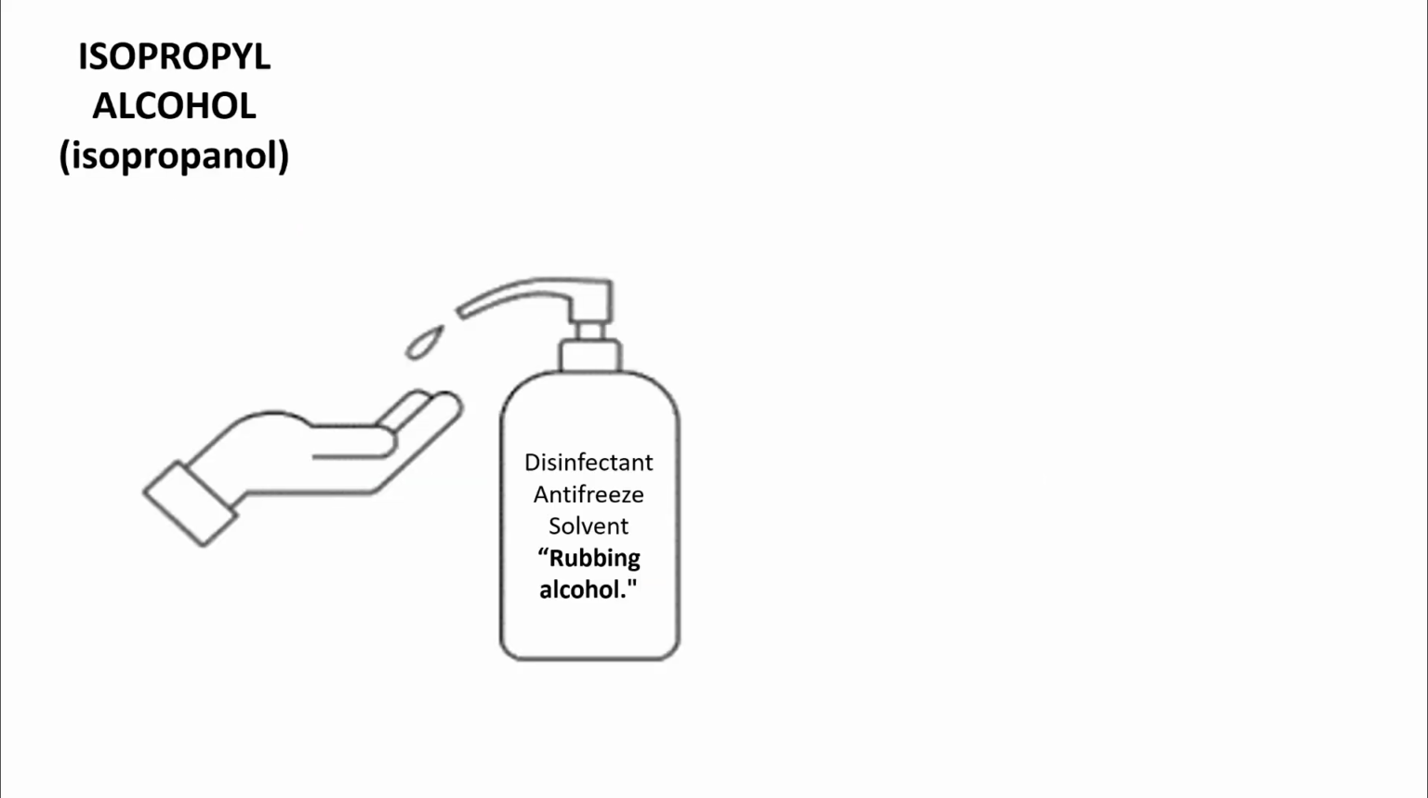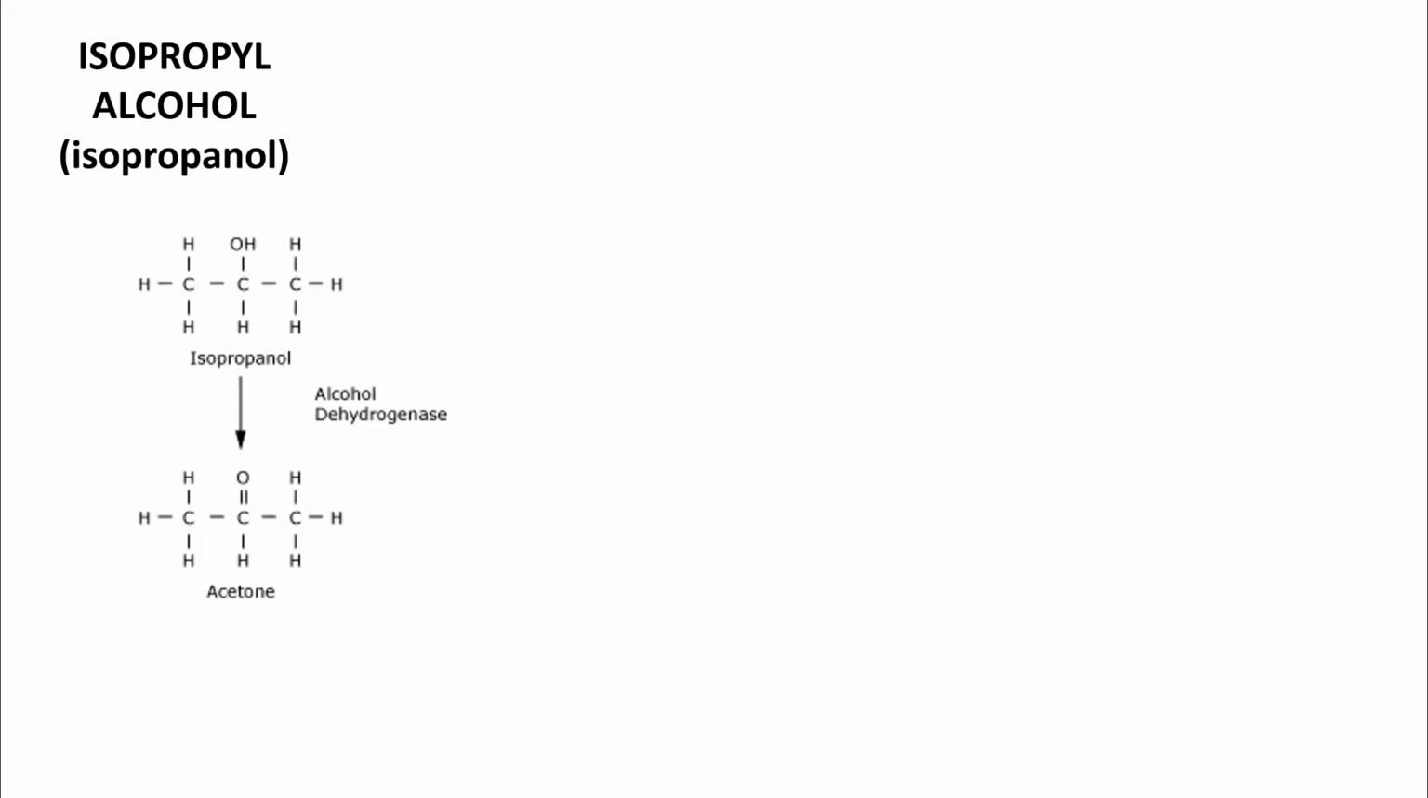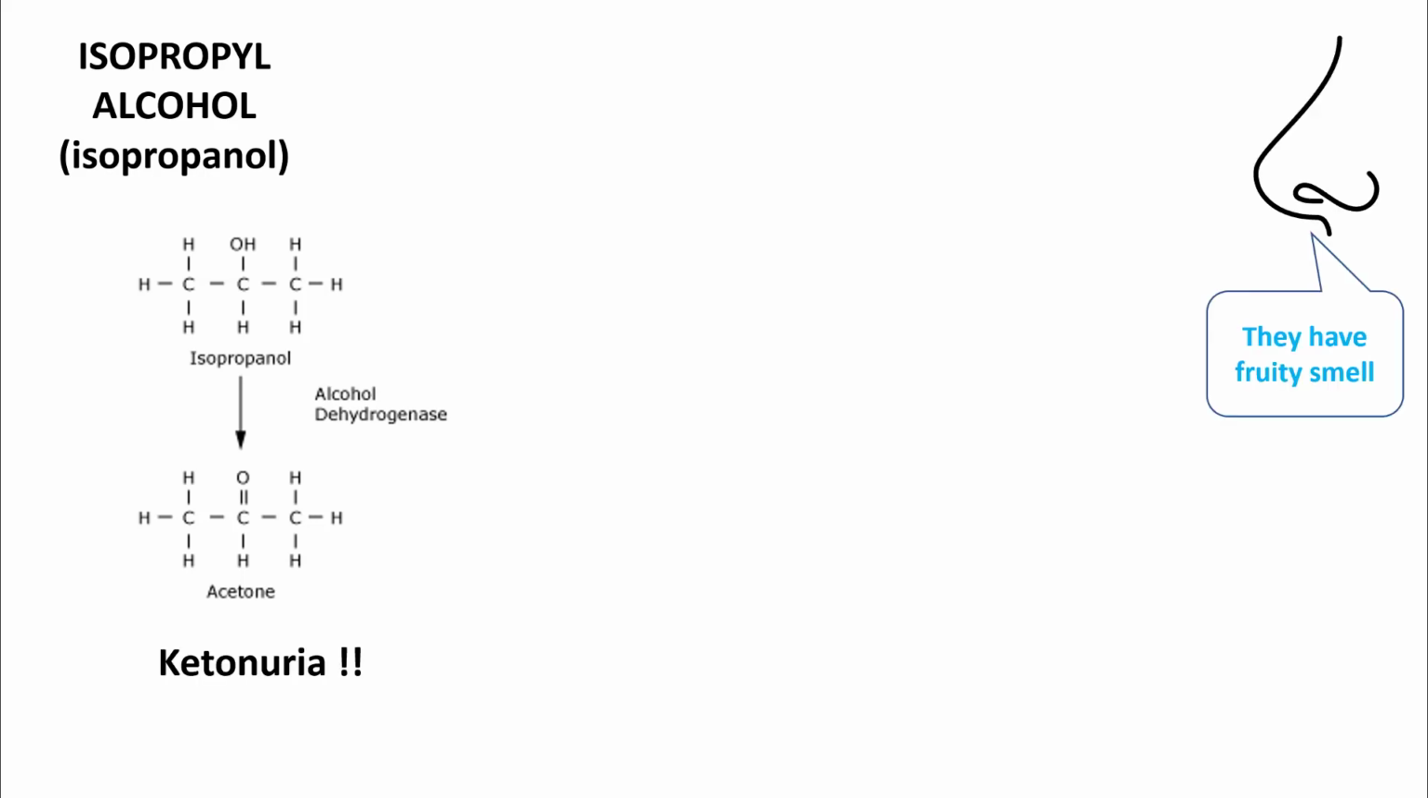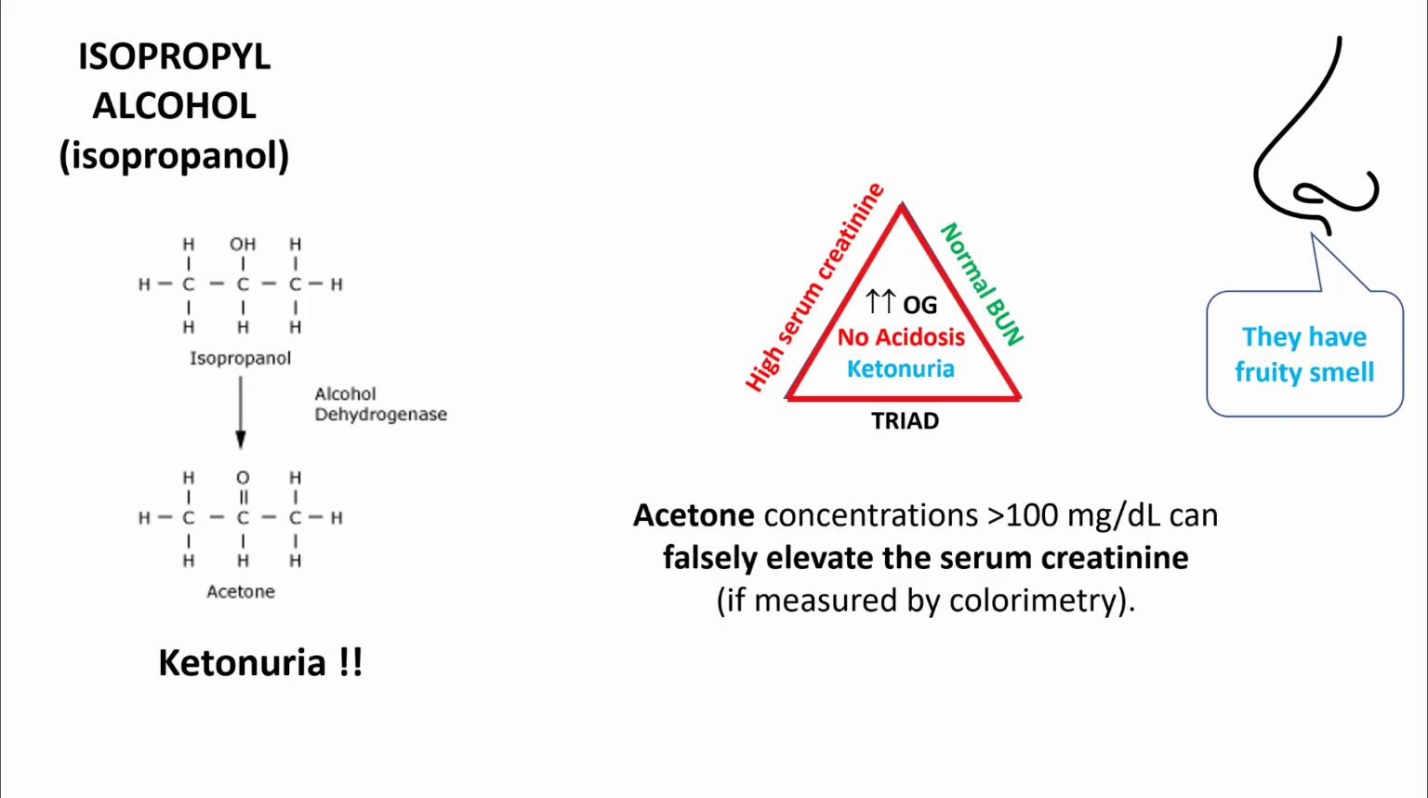Isopropyl alcohol, or isopropanol, is the common ingredient of rubbing alcohol. This is metabolized by alcohol dehydrogenase into acetone. The only symptom you have is ketonuria, and these patients have a fruity smell. So you get a triad of increased osmolar gap, no acidosis, and ketonuria.